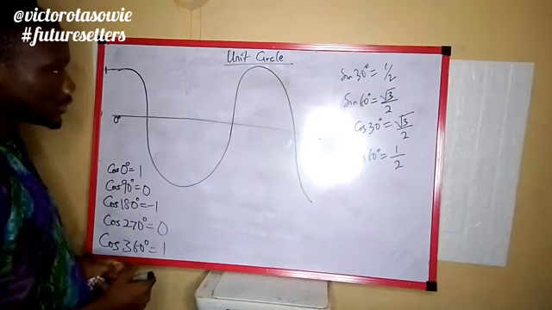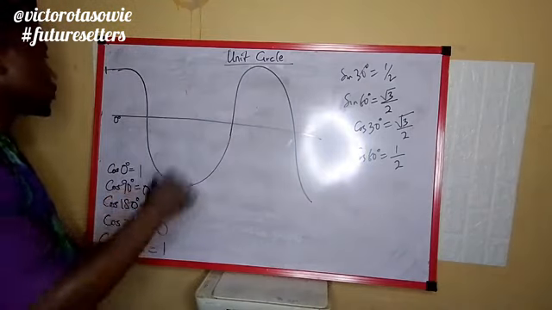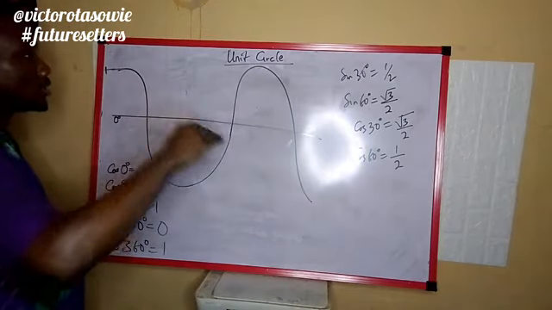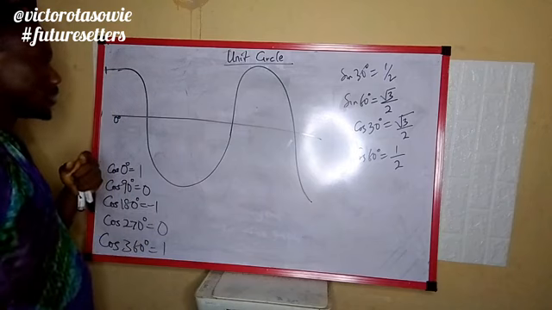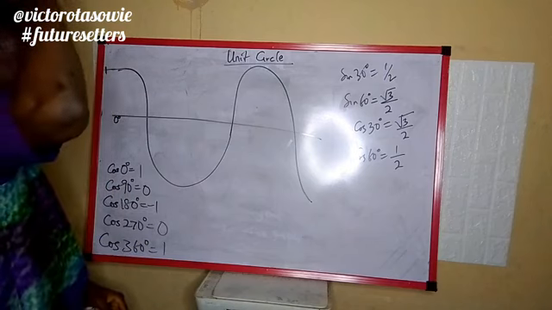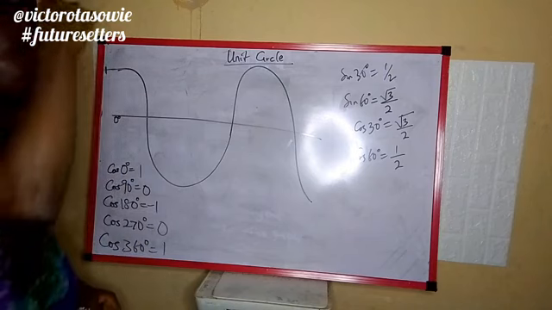Then like we said, sine 0 is 0. Sine 90 is 1. Sine 180 is 0. Sine 270 is minus 1. If sine 270 is minus 1, then sine 360 is 0.